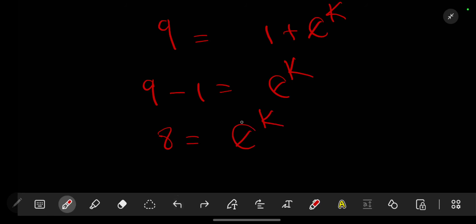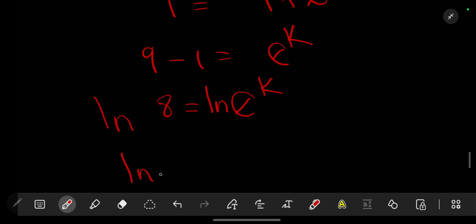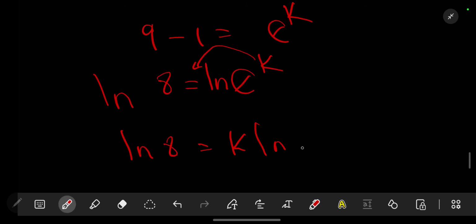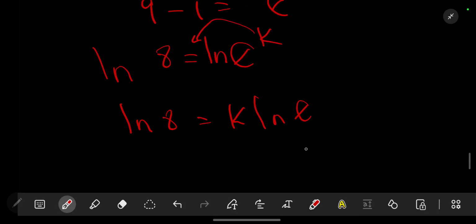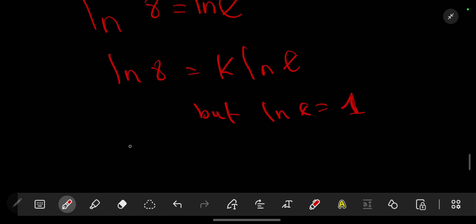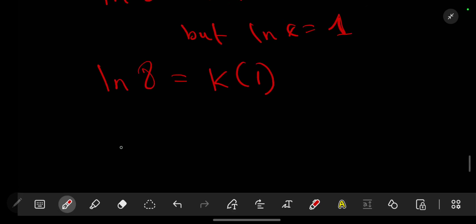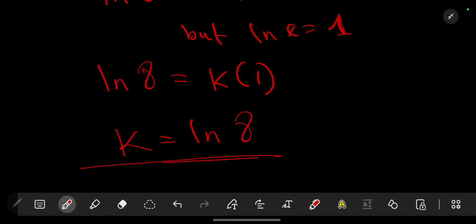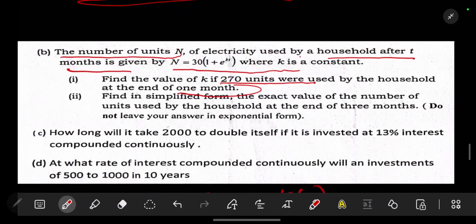So from here, as long as you have the e, introduce the ln. Introducing the ln, we are going to have ln 8 is equal to k ln of e. We know that the ln of e is equal to 1. So ln of 8 should be equal to k times 1. So k should be equal to the ln of 8. That is our value for that one.